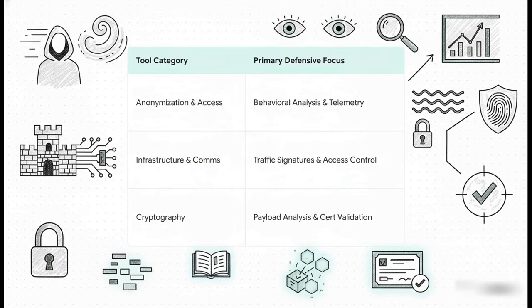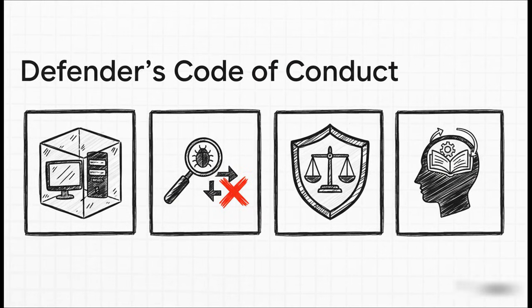So, for anonymization and access tools, your primary focus has to be behavioral analysis and network telemetry. For infrastructure and communications, you're looking at traffic signatures and tight access control monitoring. And when it comes to cryptography, it's all about deep payload analysis and rigorous certificate validation. It's a simple but powerful strategic summary. And this leads to some really important professional best practices.